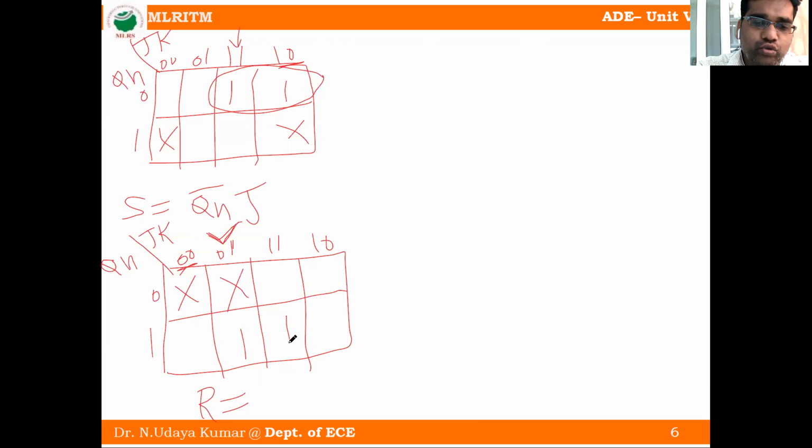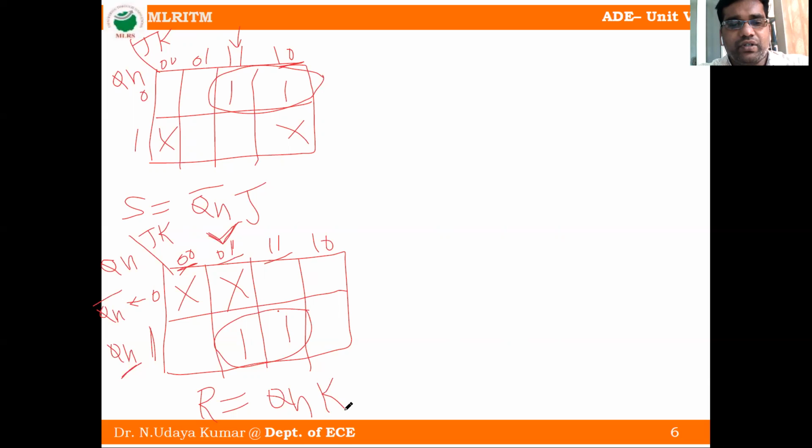Now we will group these two cells. What is the expression? The bottom row means 1, and 1 means Qn, 0 means Qn bar. So the bottom row mapping gives us Qn. And from these two columns 0 1 and 1 1, which one is the common term? 1 is the common term, that means K. So this is the expression for R.